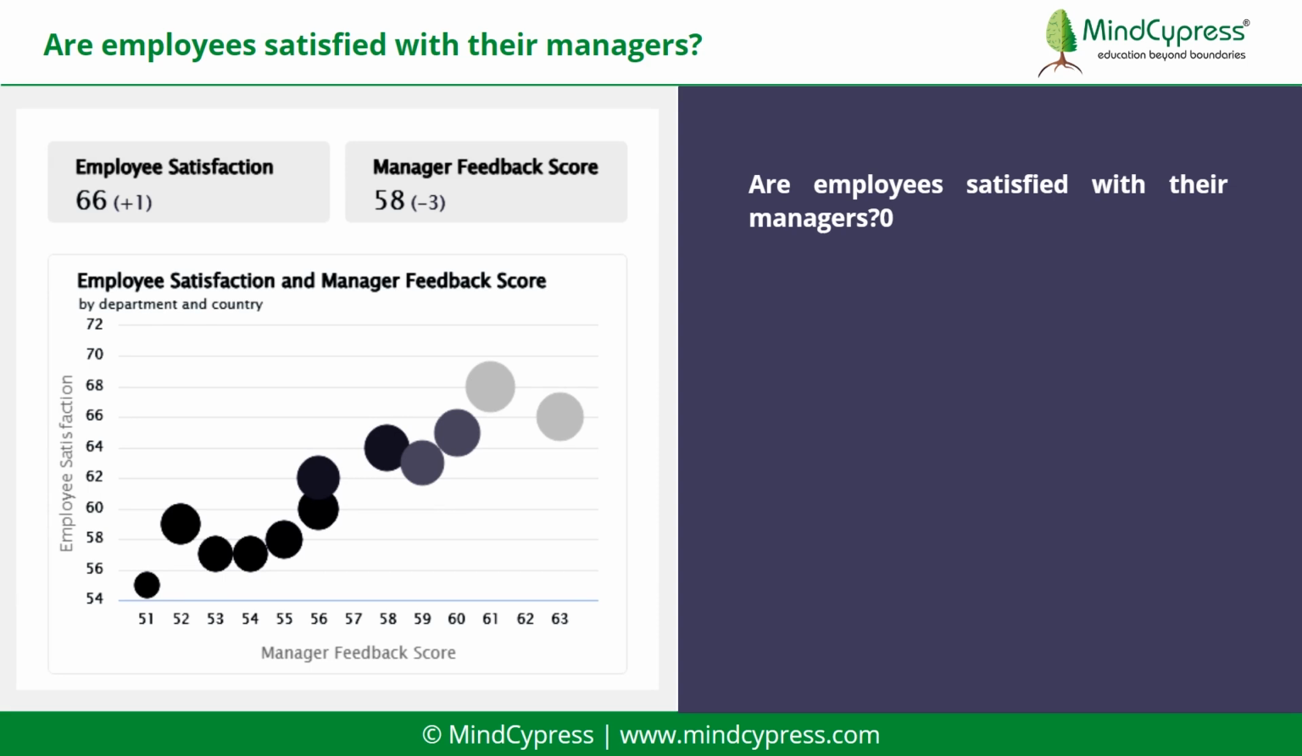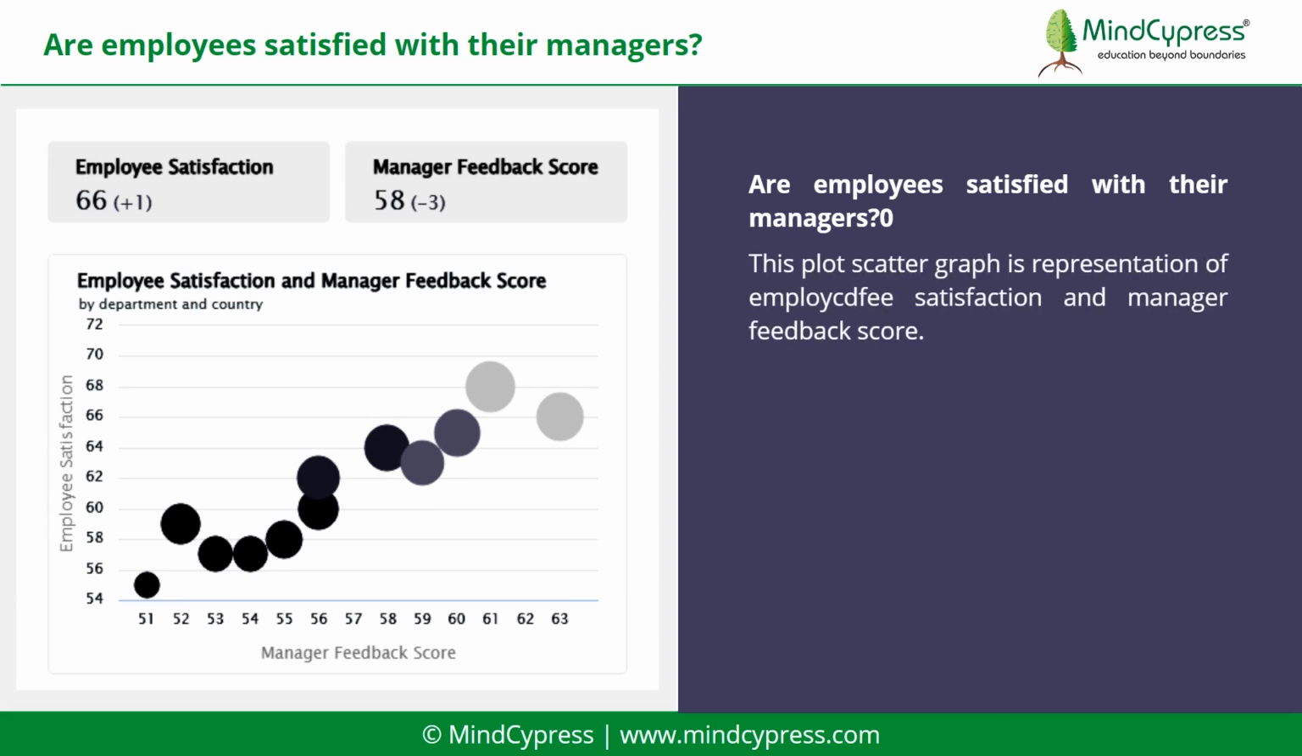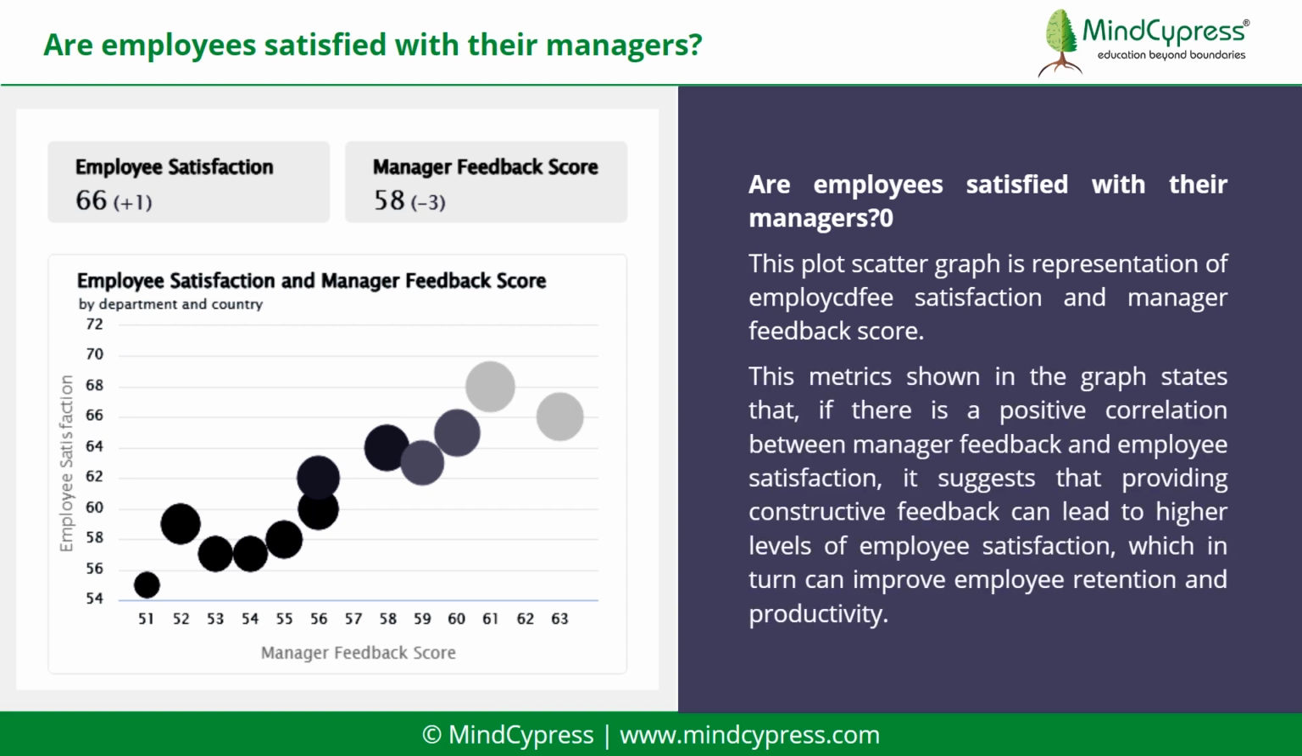Are employees satisfied with their managers? This scatter plot graph is a representation of employee satisfaction and manager feedback score. The metric shown in the graph states that if there is a positive correlation between manager feedback and employee satisfaction, it suggests that providing constructive feedback can lead to higher levels of employee satisfaction, which in turn can improve employee retention and productivity.